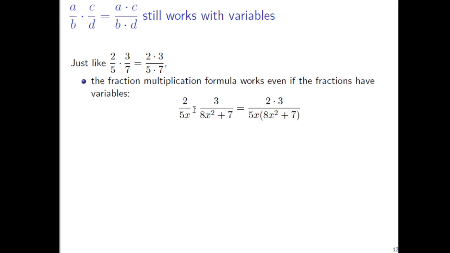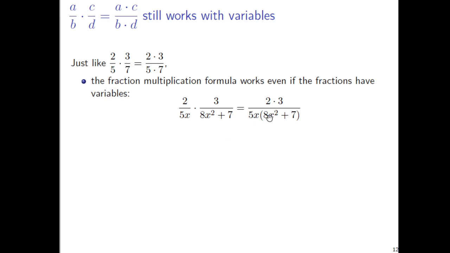So for instance, 2 over 5x times 3 over 8x squared plus 7, just multiply straight across. 2 times 3, while that is easy, I just left it as 2 times 3 instead of simplifying it to be a 6. In the denominator, this is why I chose not to even simplify 2 times 3, because I'm trying not to do any work in the denominator either. So you've got 5x, you've got 8x squared plus 7. I just stuck those next to each other with a multiplication sign in between, though I didn't write the symbol. Parentheses are required here around the 8x squared plus 7.